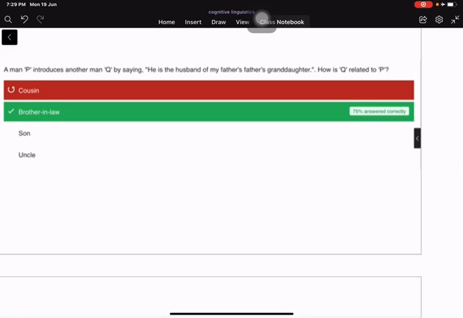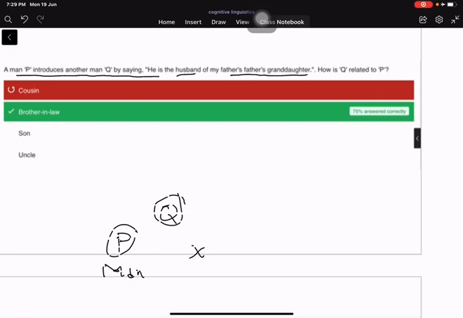Now the next: a man P introduces a man Q by saying, so there's a man P who introduces Q to someone, right? P is also a man. And he says to Q that Q is the husband of my father's granddaughter.